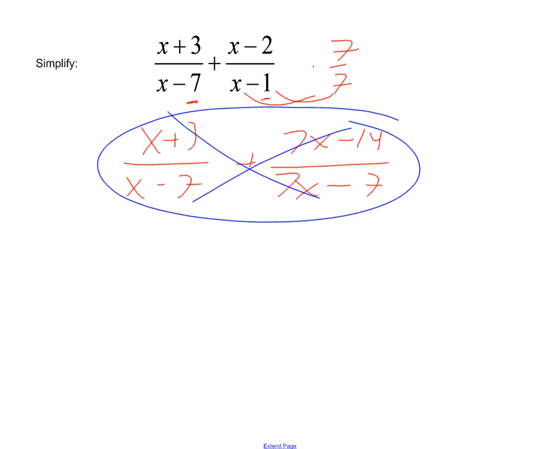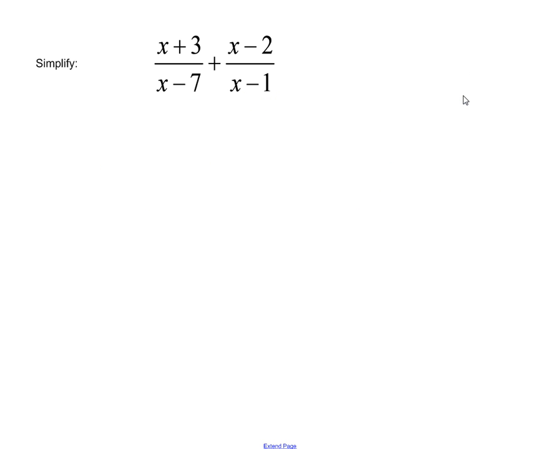So those are two common misconceptions of beginning Algebra 1 students. In order to get common denominators when there are two binomials, often you have to actually multiply by the other binomial.